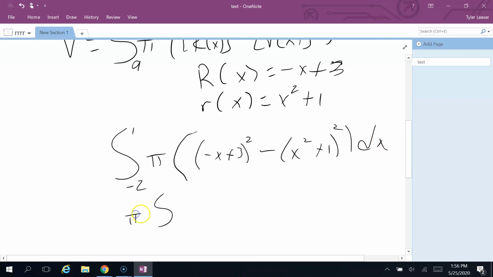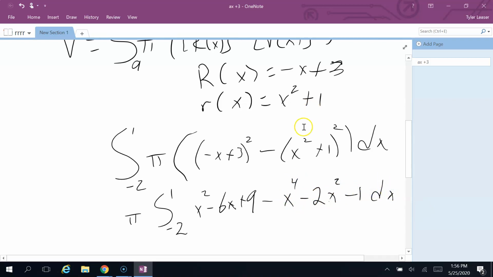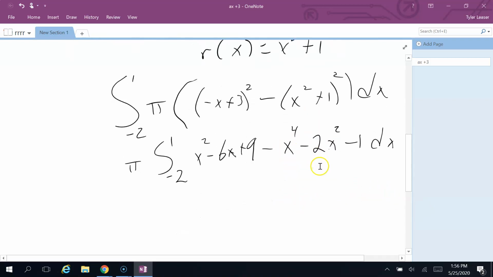I'm going to go ahead and pull the pi out of the integral as well, still going from -2 to 1. We're going to FOIL this one out. So that's going to be x squared minus 6x plus 9. Foiling this one out and distributing the minus sign into it, we're going to have a -x to the 4th, a -2x squared, and a -1. So again, that was foiling it and distributing the minus sign.